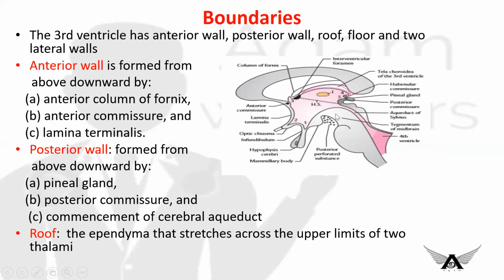See, this is the floor. This is the posterior perforated substance, mammillary body, OTMPT, optic chiasma, infundibulum, tuber cinereum. This was the thing.